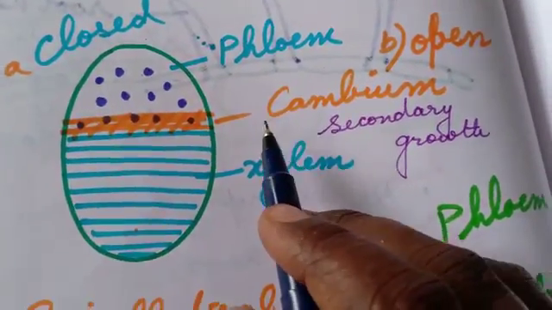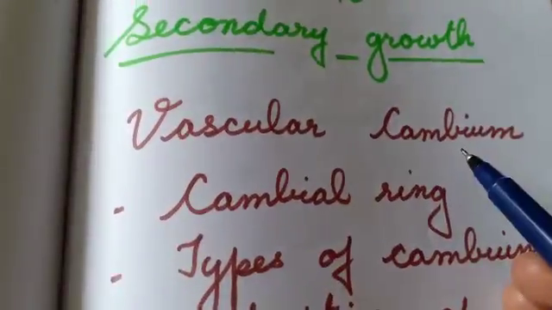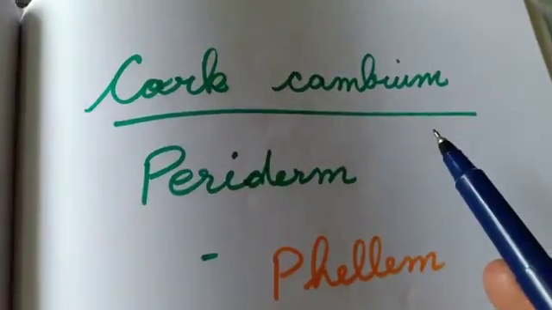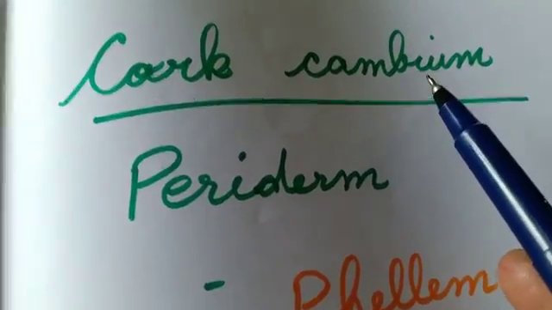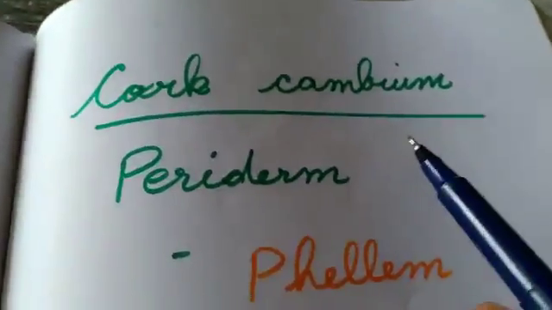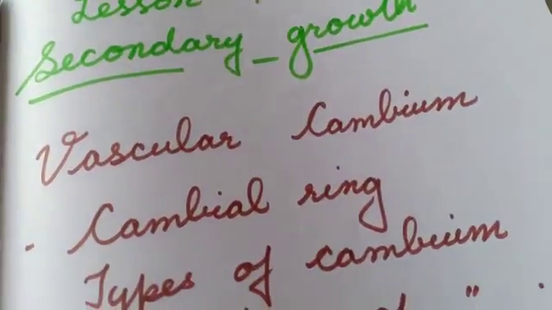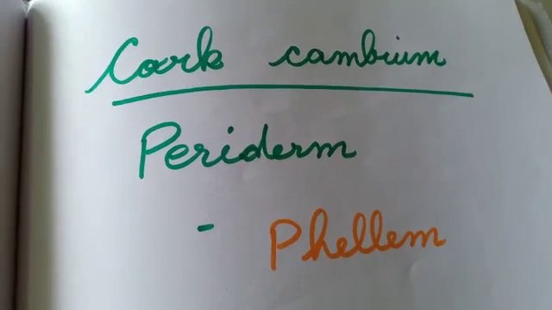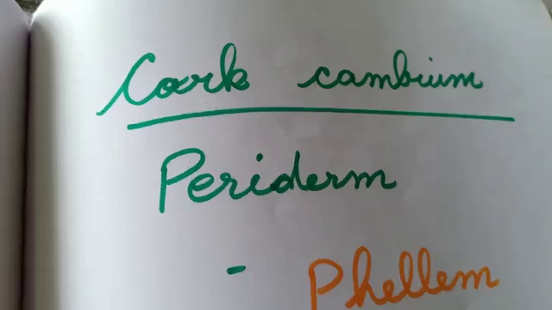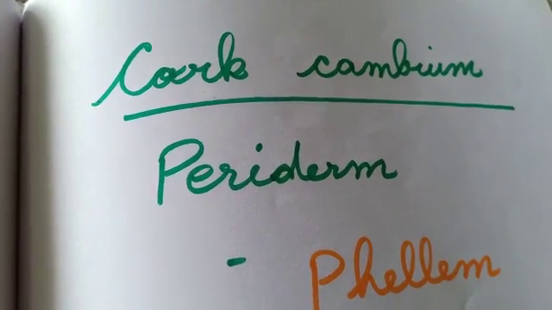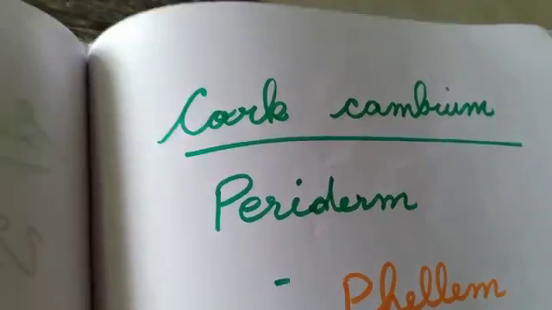This cambium is of two types which we will discuss. One is called the vascular cambium. The other cambium is called the cork cambium. So I told you cambium is responsible for secondary growth. This cambium is of two types. One is vascular cambium. The other one is the cork cambium. Is it clear, children?